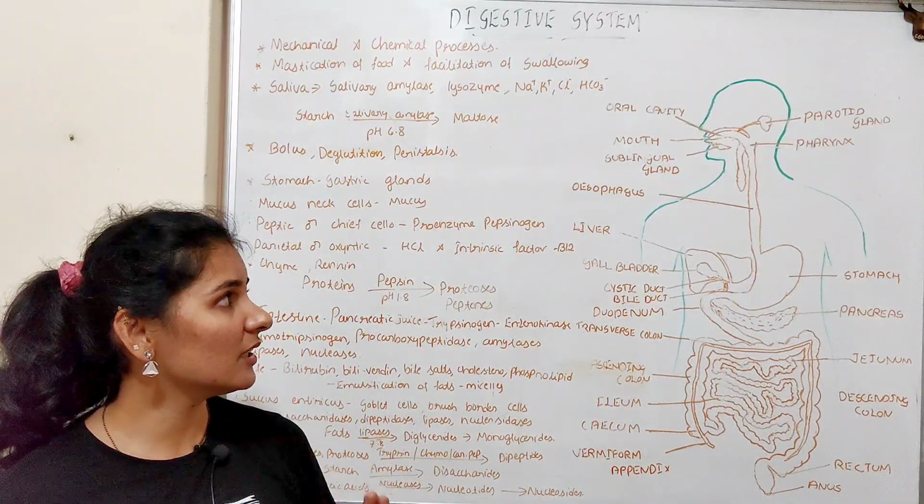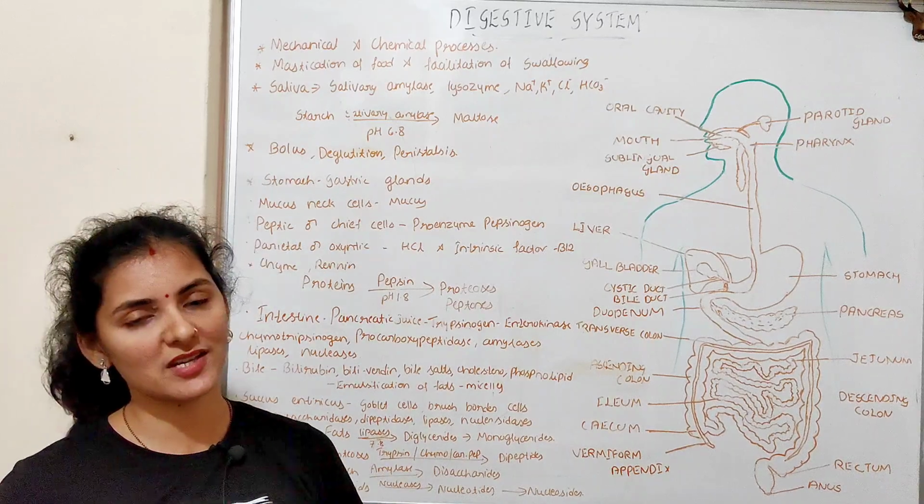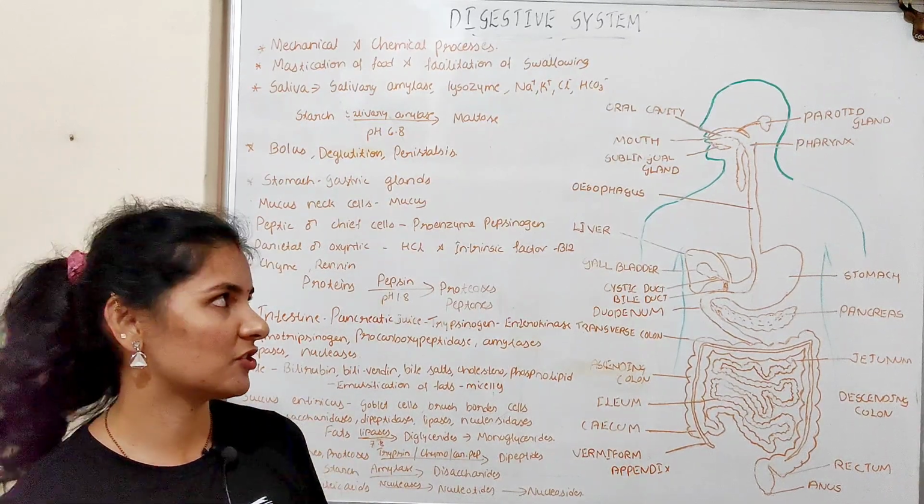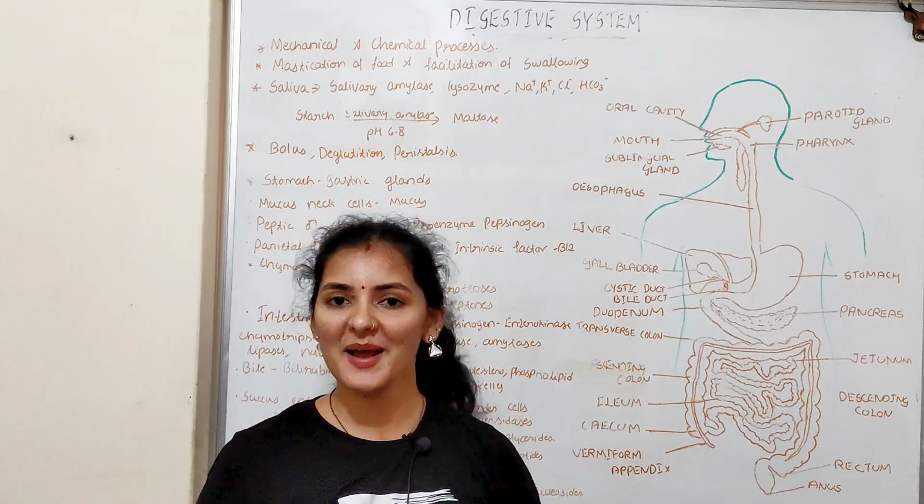So that is about the three glands of the digestive system, or associated glands of the human digestive system, that is salivary gland, liver and the pancreas.